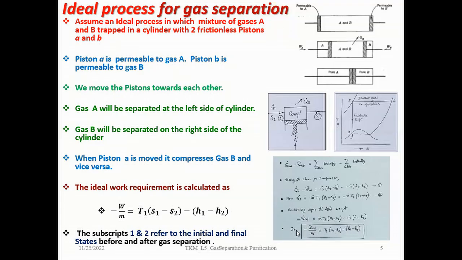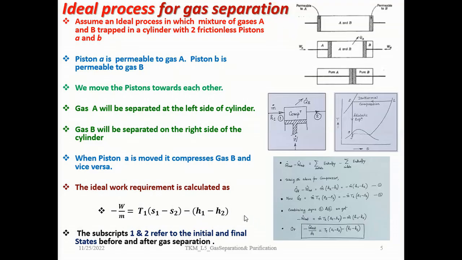Now the term H1 minus H2 will be smaller compared to the term T1 into S1 minus S2. Therefore, this right-hand side term is completely positive, which means the process of compression from the initial state 1 to the final state 2 is a work absorbing process. So this is the net work done. The net work done is equal to minus W dot by M dot, which is equal to T1 into S1 minus S2 minus H1 minus H2.